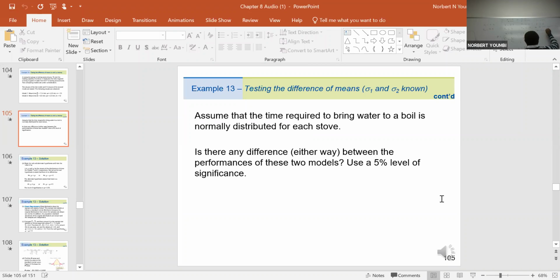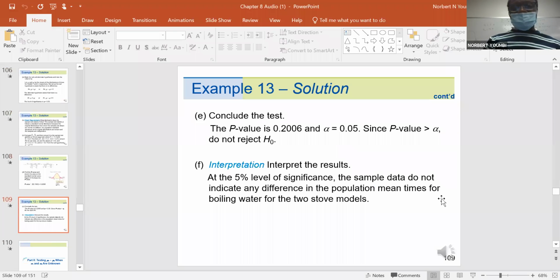Conclusion: at alpha equals 0.05, there is not enough evidence to support the claim that there is a difference between the two stoves. Or we could just answer the question by saying that at the 5% level of significance, the sample data do not indicate any difference in the population. There is no difference between the two stoves. If the company was to decide to change stoves, we would advise the company not to make the change because the sample we have at hand does not indicate a difference between the two stoves.